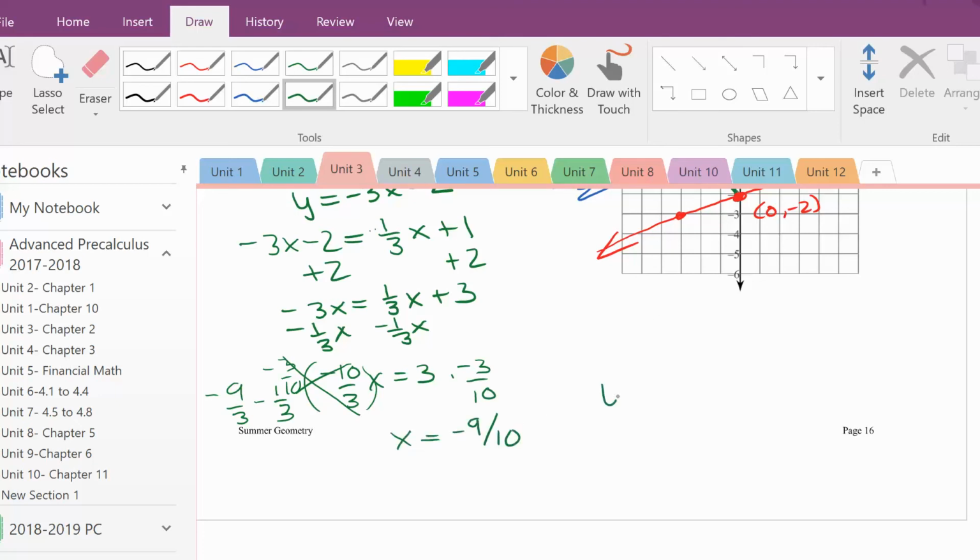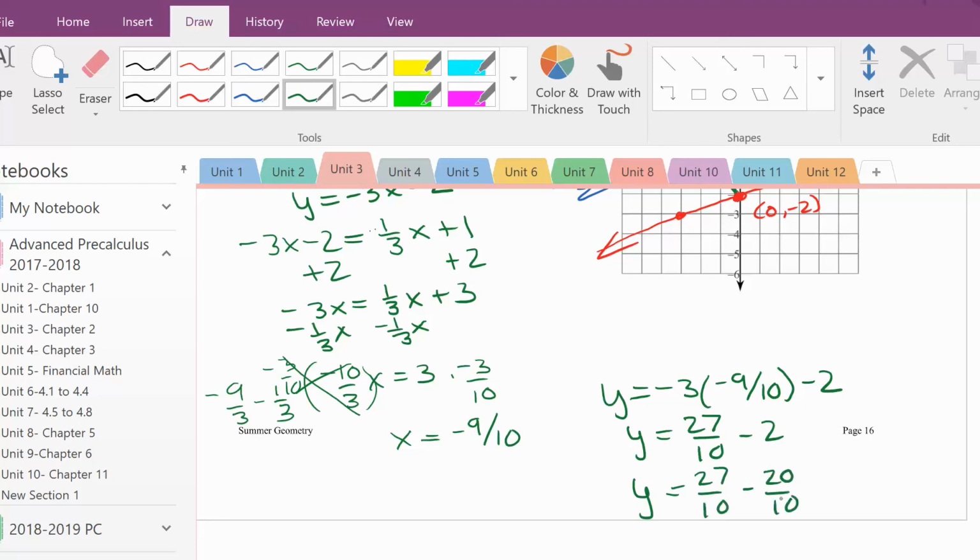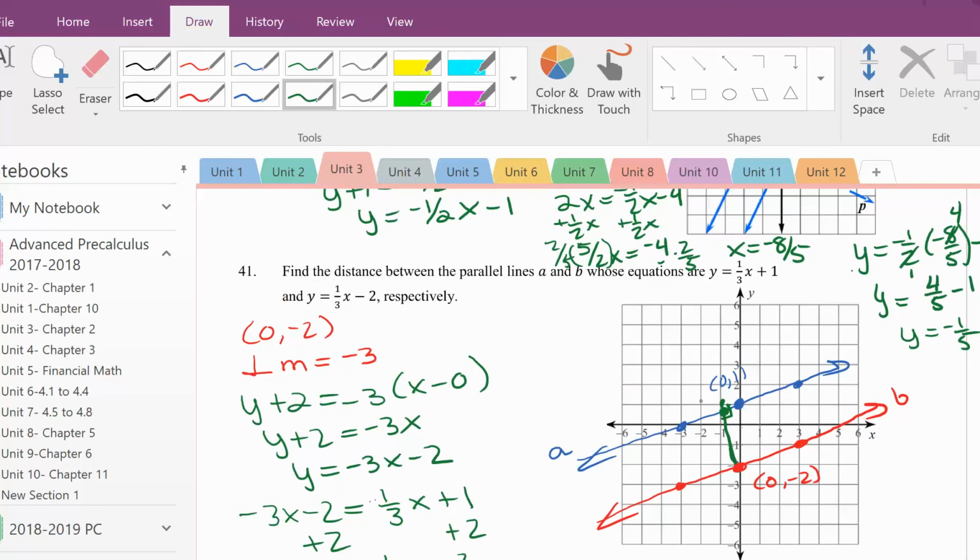And then to find y, you take -3 times -9/10 minus 2. So it's 27/10 minus 2. So it's 27/10 minus 20/10, which is equal to 7/10. So the coordinates here are -9/10 and 7/10. So then you got to find the distance.